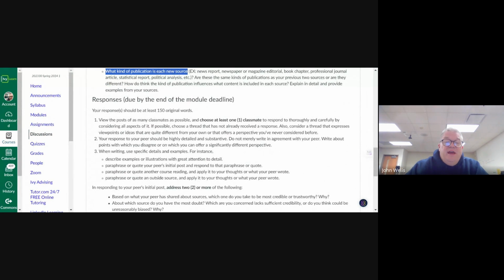Your responses then, you are going to read through as many of these as you can. It says to choose at least one, but the rubric does say that you have to do two, right? You're going to reply to your classmate to give them your feedback on this. Now, I really want to remind you of a few things. First off, detailed and substantive. We want to avoid things like, I agree, that was good, interesting, right? We want to avoid those.